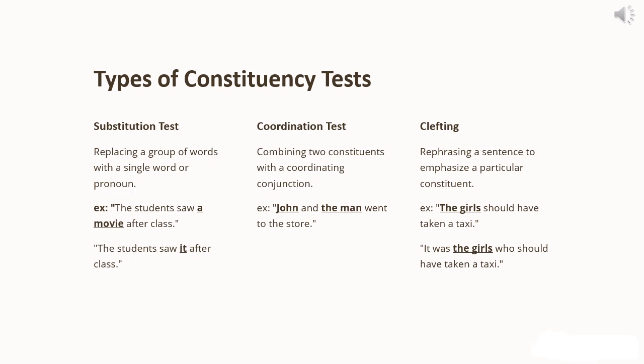We can also say that in another way. We can take a taxi as our constituent. We can say it was the taxi that the girls should have taken. So now we're saying that taxi here is our constituent. So these three types of constituency tests, we can use them to identify where our constituent is in the sentence.